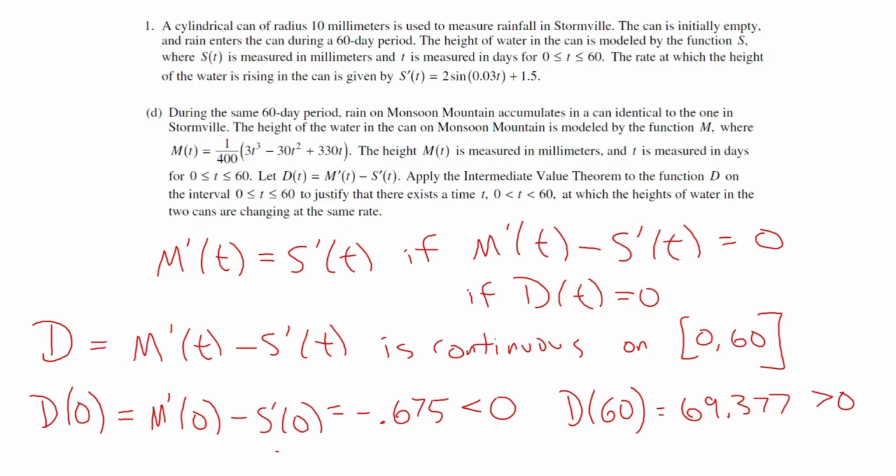And so by the intermediate value theorem, d of t equals 0 somewhere on 0 to 60, because m prime of 0 minus s prime of 0, or d of 0, was negative, and d of 60 was positive. They gave you 2 points there for that problem. One was for looking at d of 0 and d of 60, and one was for the justification, which includes that it was continuous.